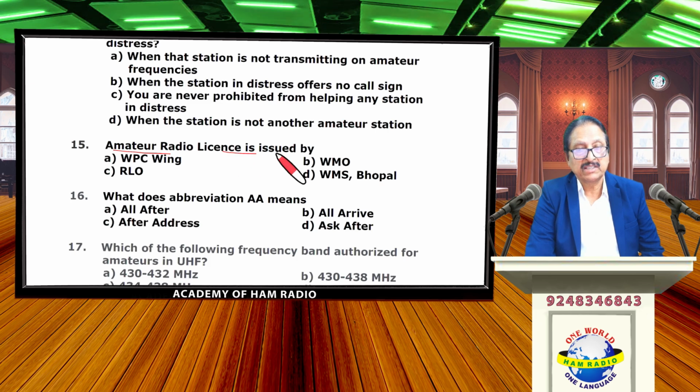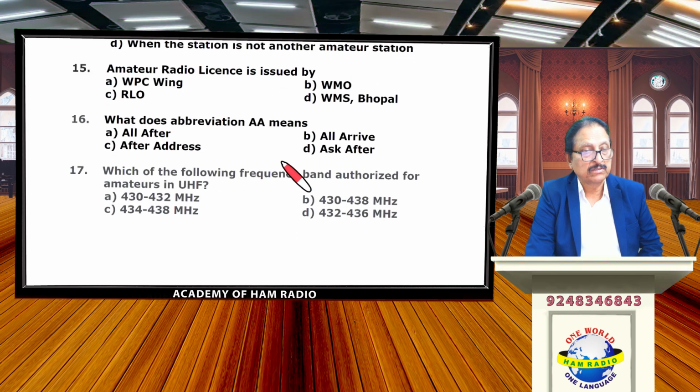15. Amateur license is issued by WPC wing, Wireless Planning Coordination Wing. Right option. 16. What does abbreviation AA mean? This AA means all after. Alpha is the right option. Next question is which of the following frequency bands is authorized for amateurs in UHF? So 434 to 438 megahertz. Charlie is the right option.